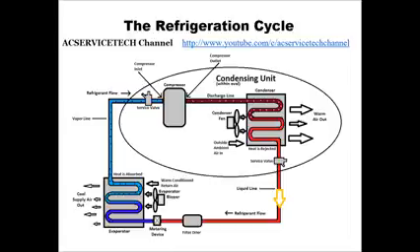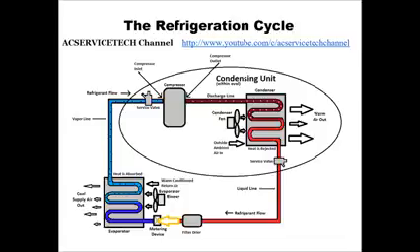Then it comes down in the picture here, makes a left, and goes in through the filter dryer. The filter dryer is there to absorb any moisture in the system. It has a fixed capacity, and that's it. It comes through that, and then it hits the metering device. The metering device allows for a pressure change.